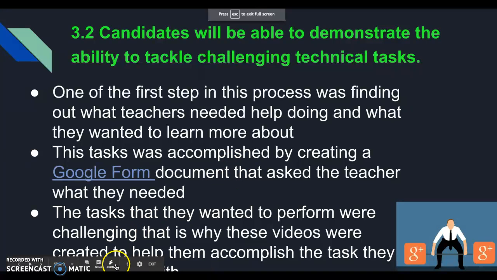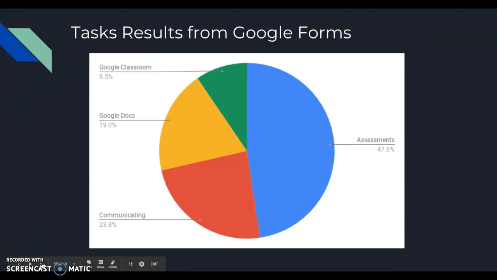I was able to develop 3 videos that helped the colleagues at Flintstone Elementary School. The tasks that I wanted to perform were challenging in these videos because they asked for them. And as you can see, these were the interests and the challenging aspects that teachers had: assessments, Google Classroom, Google Docs, and communication. So I chose the top three: assessments, Google Docs, and communication.